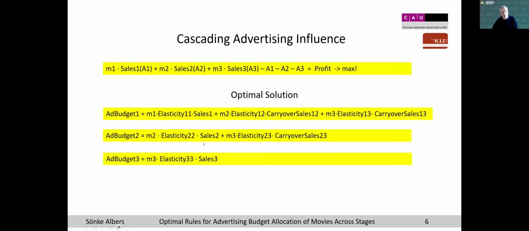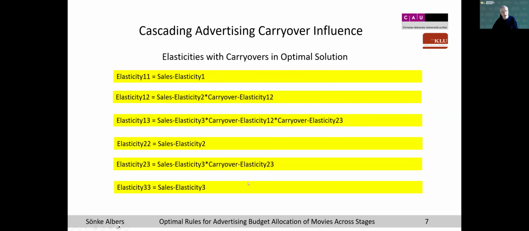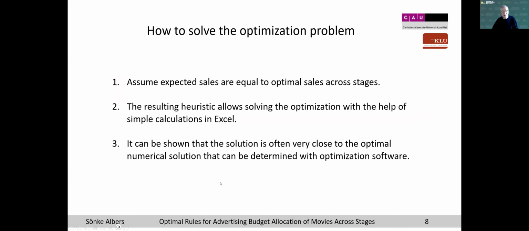And here are some formulas that show the cascading structure, because the first advertising budget depends on 3 stages, the second budget on 2 stages, and the third only on 1 stage. And in the article, I will also give exactly the numbers for the different elasticities, including the carryovers, which I will not explain in detail here. But I will then come to the question of how to optimize.